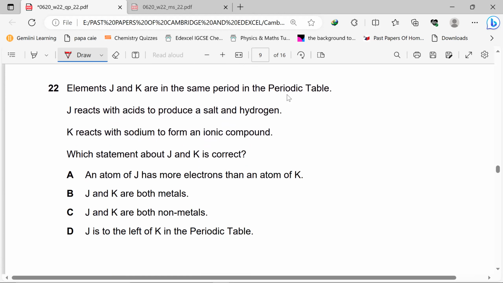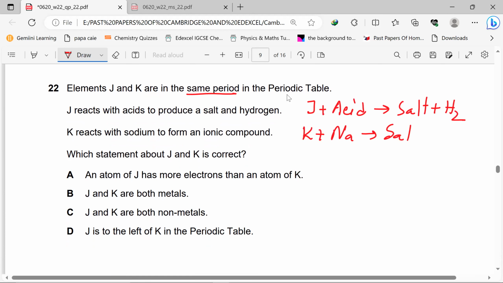Question number 22. Elements J and K are in the same period in the periodic table. J reacts with an acid to form a salt plus hydrogen gas. And K reacts with sodium metal to form an ionic compound, meaning a salt. Which statement about J and K is correct?